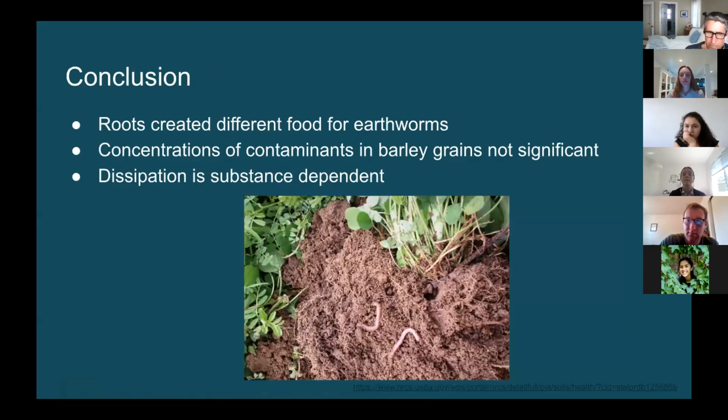And so in conclusion, as we saw in the image before, the roots created different food for earthworms. So the reason why there was a difference in the amounts of organic contaminants in the worms of bare soil versus the ones with barley is because the roots were a different source of food for the earthworms, so they weren't just eating and going through the sludge. And then the concentrations of contaminants in barley grains are not significant.